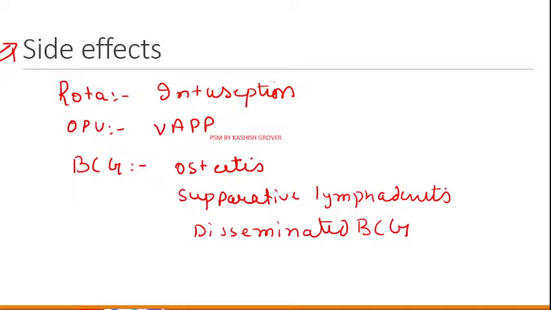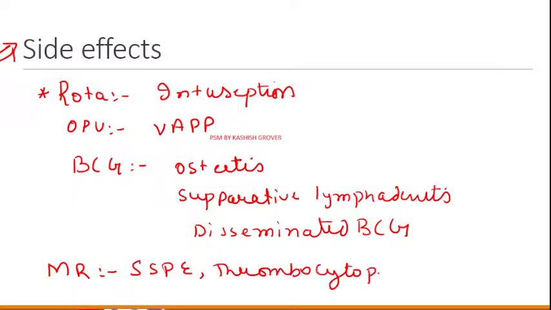Now, among all, this rotavirus is very important. Okay, what about measles rubella? It is SSPE and thrombocytopenia, right? So you must be having the whole list with you in your main notes. I won't waste my time explaining each and every one, just the very important ones like rotavirus. This was asked in previous year INI set.